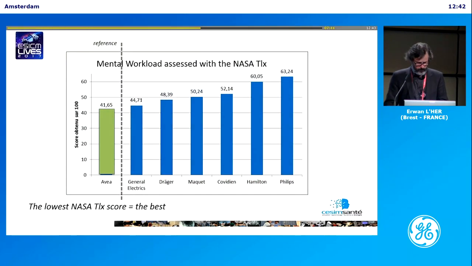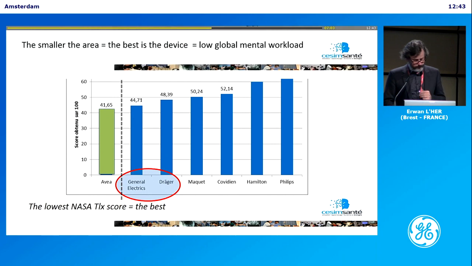We then went to the mental workload assessment. The best mental workload is the lowest value. The lowest value means that the device does not need a huge mental workload from the physician. And you can see we are also able to classify the devices between them. Some did imply a very high mental workload, while several others did imply a very low mental workload. So the lowest NASA-TLX is the best.